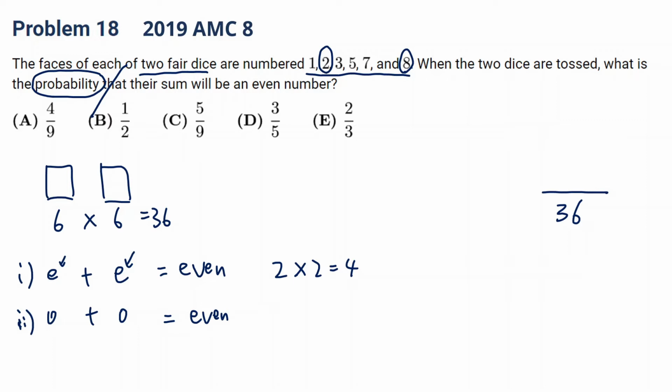And for odd plus odd, there are 3 odd numbers for the first one, and 3 odd numbers for the second one. So 3 times 3, in this scenario we have 9. So in total, the sum is even, we have 18. So the probability will be 18 over 36 and simplify into 1 over 2. Okay, did you get it?